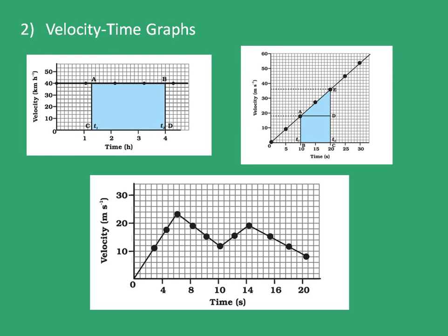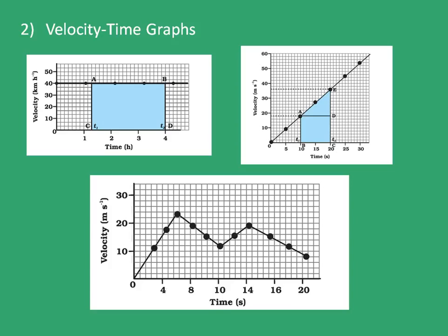Now we come on to velocity time graphs. In velocity time graphs we can have three different types of graphs. The first one here is the constant velocity graph. The second is a velocity which is constantly increasing, and the third is a velocity which is increasing and then decreasing and then increasing, that is, it is not constant and has different accelerations at different intervals of time.